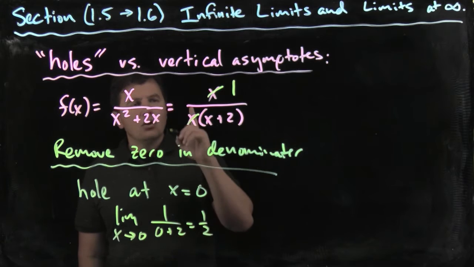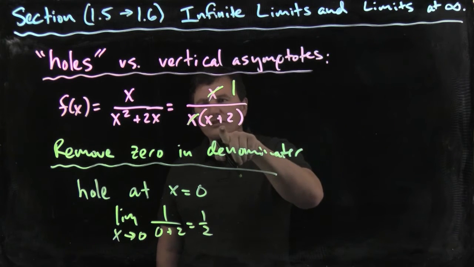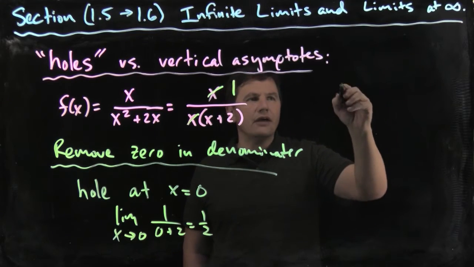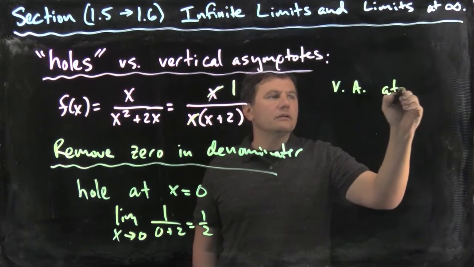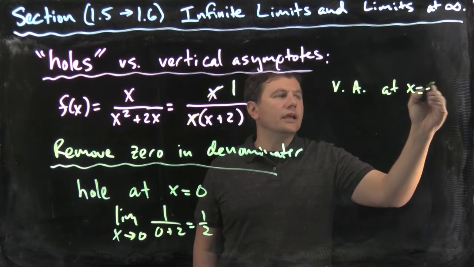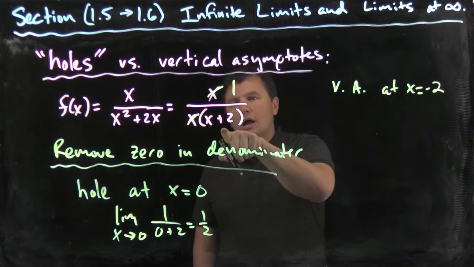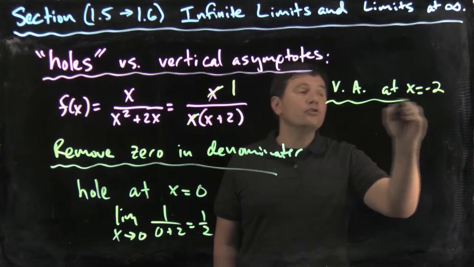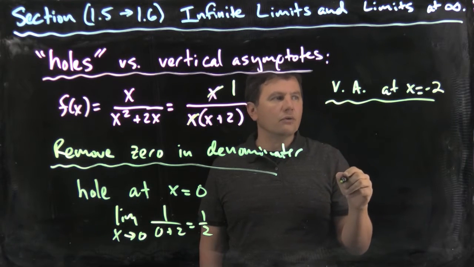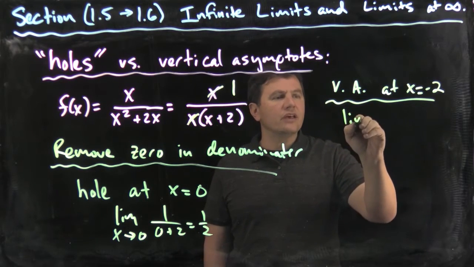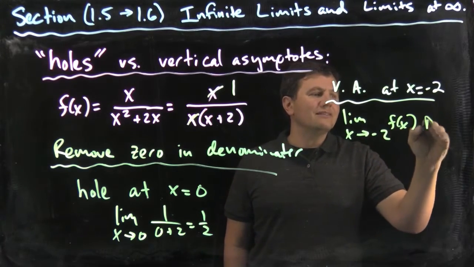Okay? If we can't eliminate the 0 or remove the 0, for instance here, we are going to have a vertical asymptote at x equals negative 2. And that is because we cannot remove the 0 in the denominator. So we're going to have a vertical asymptote at x equals negative 2, and we would say the limit as x approaches negative 2 of f of x does not exist.